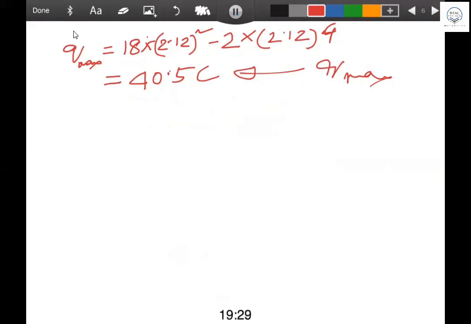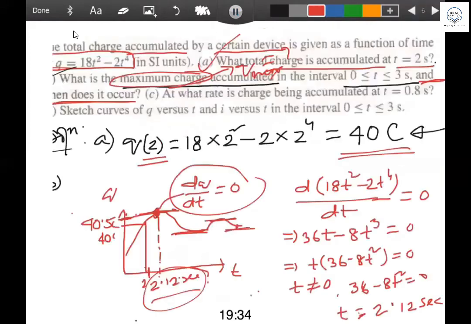Now let's come back to the next part. Sir, I have a question. Yes, please go ahead. What if the question was the minimum charge accumulated in the interval, like maybe 1 to 3 seconds?